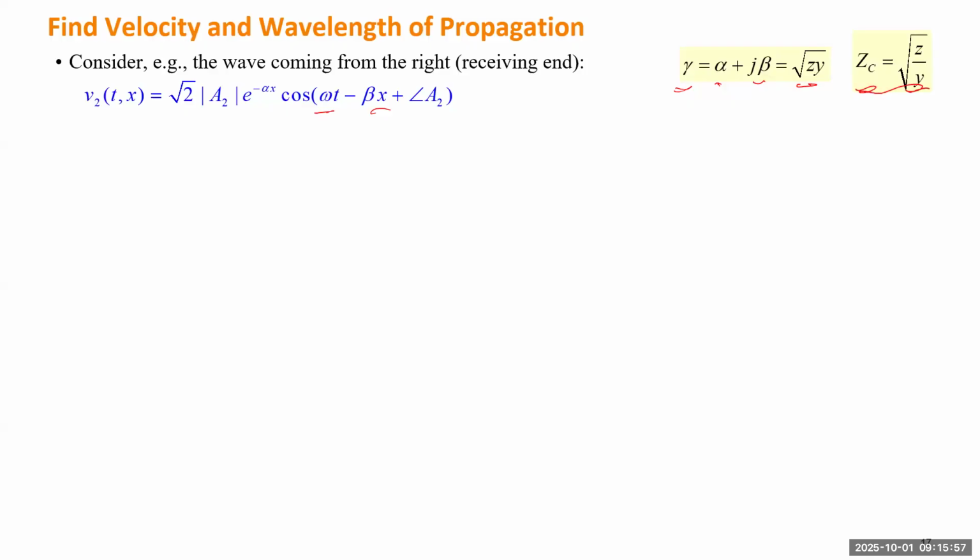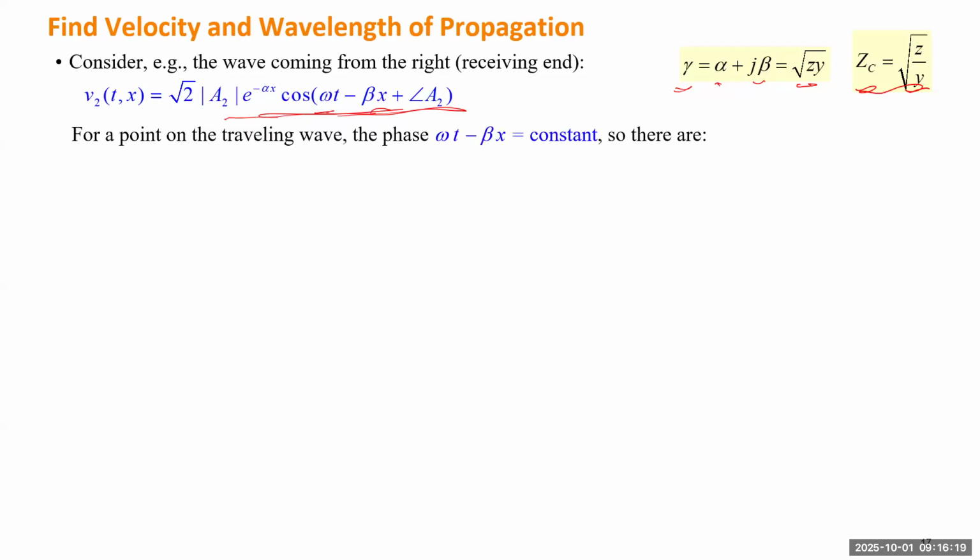We also introduced another index, which is Zc, called the surge impedance. Surge impedance is defined to be the square root of Z divided by Y. Okay, so we keep those in mind. And then we try to figure out the moving speed of this wave and probably also the wavelength as well.